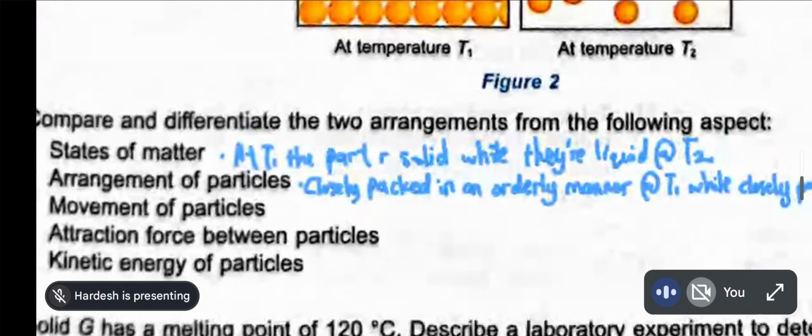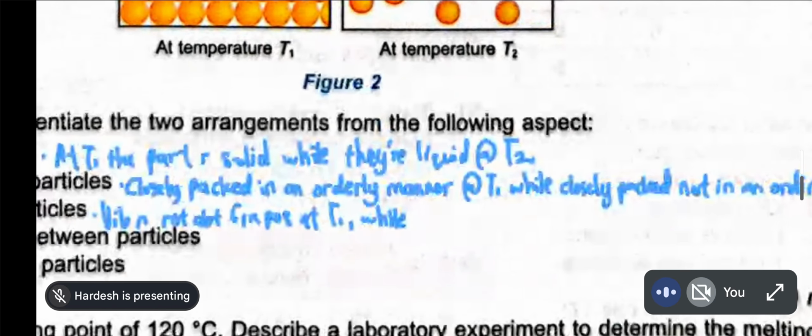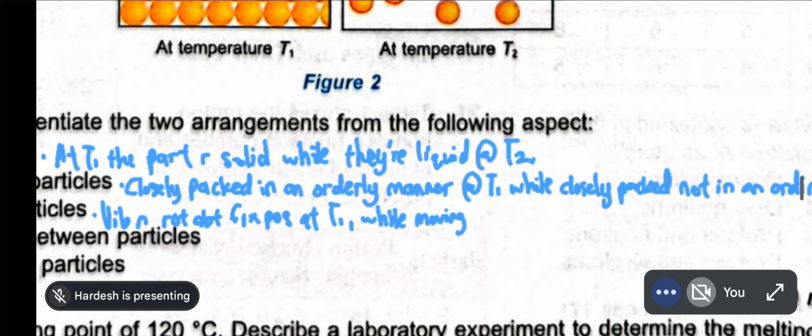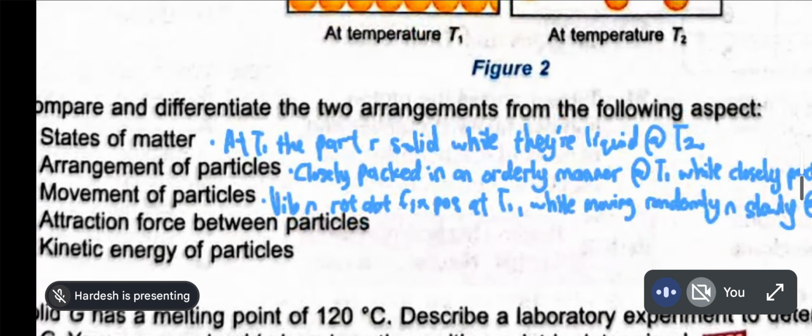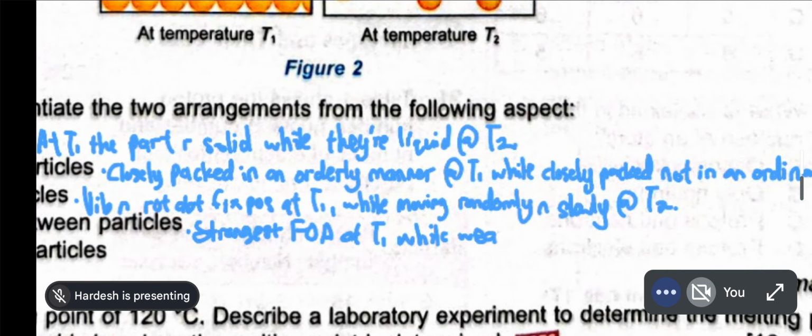Okay, movement of particles. Vibrate and rotate about fixed positions at T1, while moving randomly and slowly at T2. Then attraction force between particles. Strongest forces of attraction at T1, while weaker forces of attraction at T2.